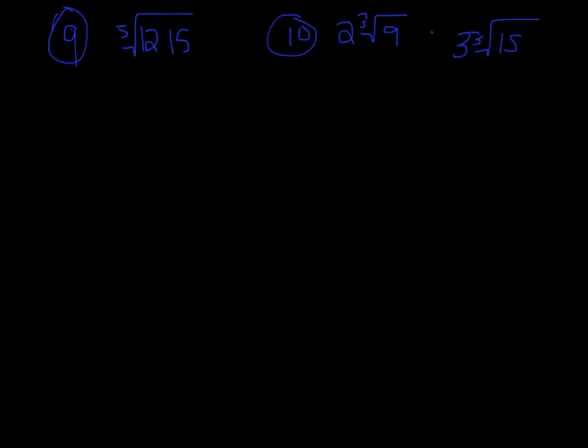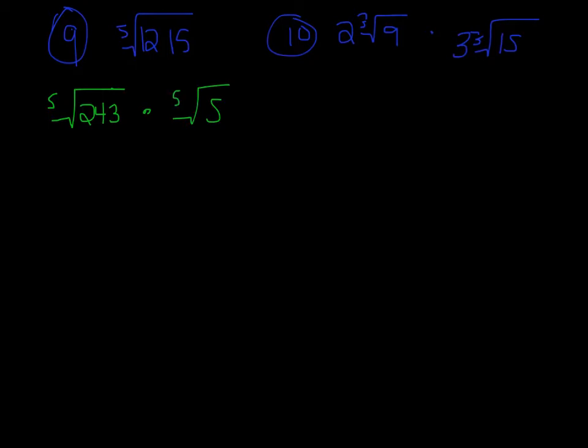Number 9 is the fifth root of 1,215. When you are simplifying radicals, you're going to be looking at the index. It's going to be a really important number. So since we're looking at fifth root, we are thinking of perfect fifths. Your perfect fifths are 32, 243, 1,024, and 3,125. So we're going to use those numbers and try to find one that 1,215 is divisible by. If we start dividing, we find that 243, which is a perfect fifth, times 5 equals 1,215.